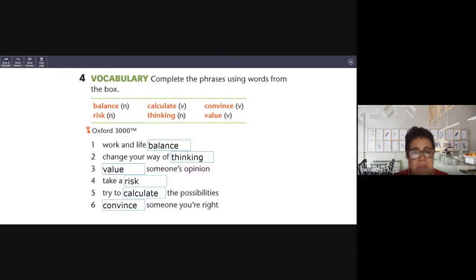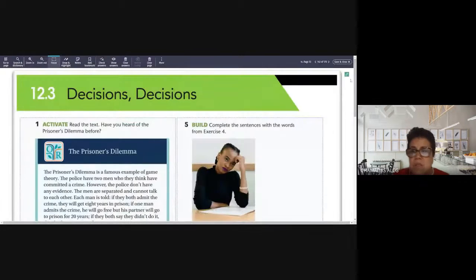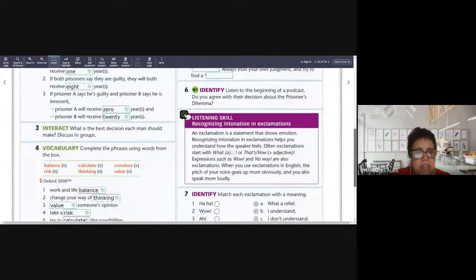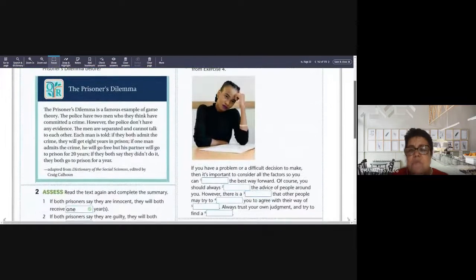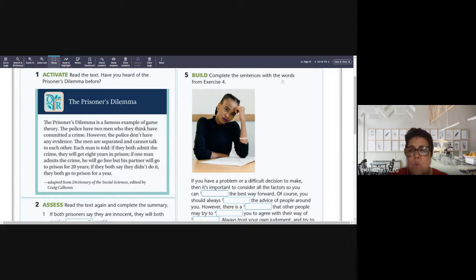So let's see everything again. Work and life balance, change your way of thinking, value someone's opinion, take a risk, try to calculate the possibilities, and convince someone you're right. Okay, great. So why are we checking these phrases? Why do we have to see those things? So here, complete the sentences, sorry guys, with the words from exercise number 4.